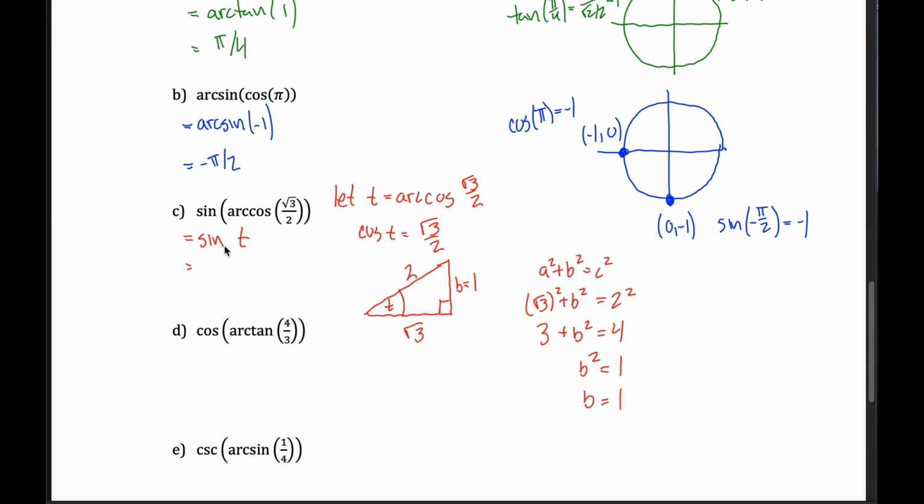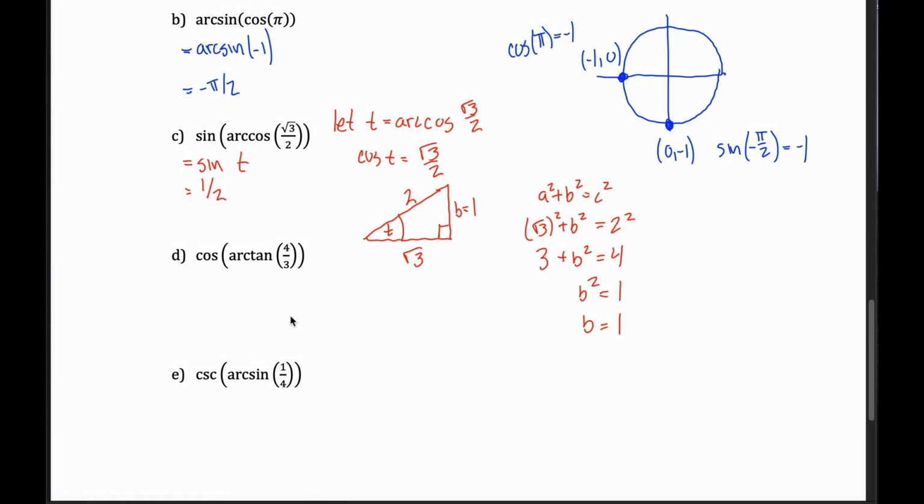So now I have this triangle with all three sides labeled, which makes it easy for me to figure out the sine of t. Again, using SOHCAHTOA, the sine of this angle t is the length opposite divided by the hypotenuse. So in this case, 1 divided by 2. The sine of t is 1/2. The answer to part C here is just 1/2. If that made sense, great. If it didn't, well, you got two more chances to go through it.